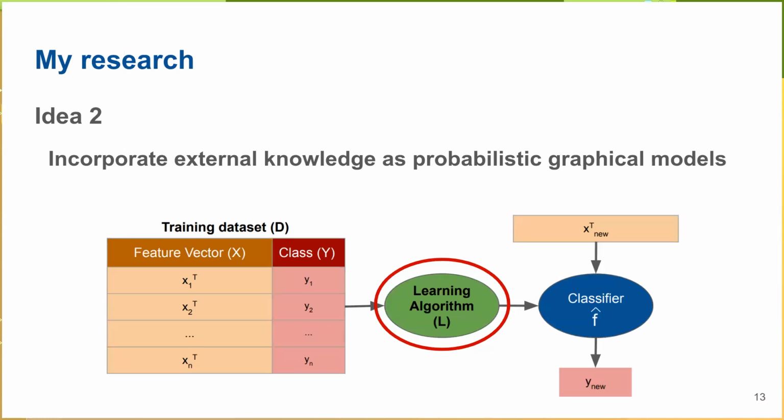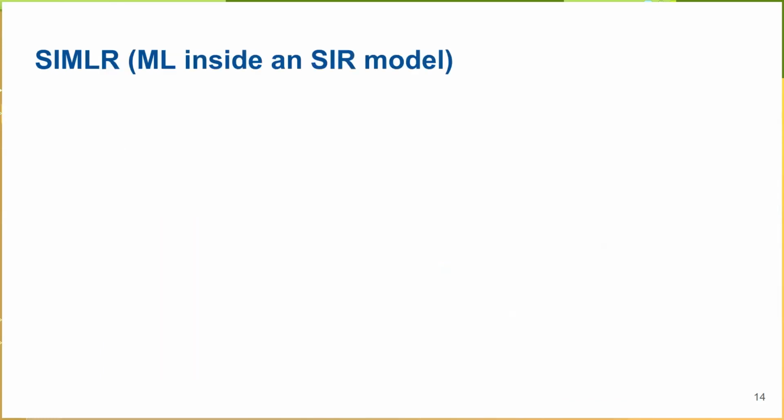The second idea is how do we incorporate this external knowledge, not in the labels, but now directly in the learning algorithm. And here I am going to talk about one approach that we use for predicting COVID. And we call it SimilarSIR because it is machine learning inside the SIR model. I'm going to give more details about this.